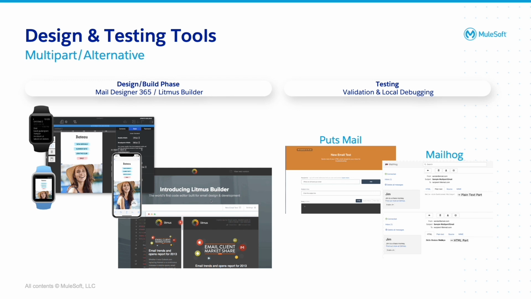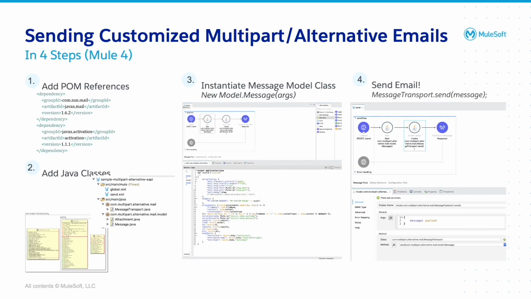In order to test, we do have Putsmail, which can be used to send messages using different content types, including HTML, text, and Apple Watch. And last but not least, we do have MailHog, which can be used to help you debug these messages locally. MailHog supports multiple content types, and it would be a great tool to help you visualize how your solution is sending these messages.